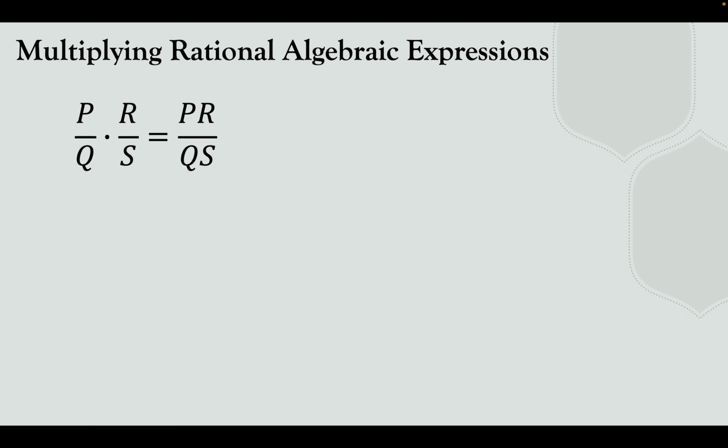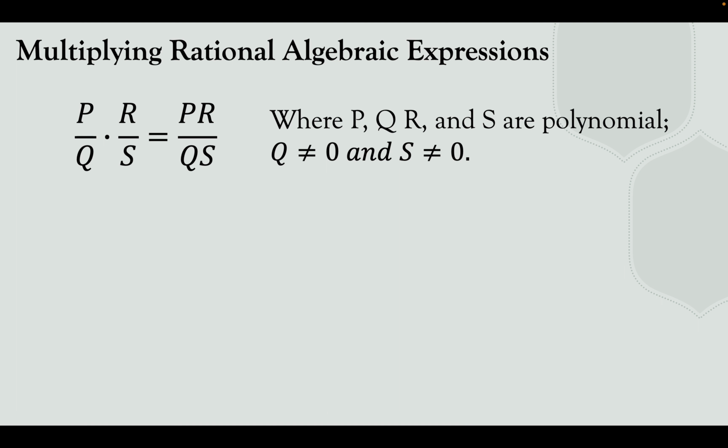So in multiplying rational algebraic expressions, we have P over Q times R over S. So P times R, we have PR, and Q times S, we have QS. Where your P, Q, R, and S are polynomials, and your Q must not equal 0, and your S must not equal 0.